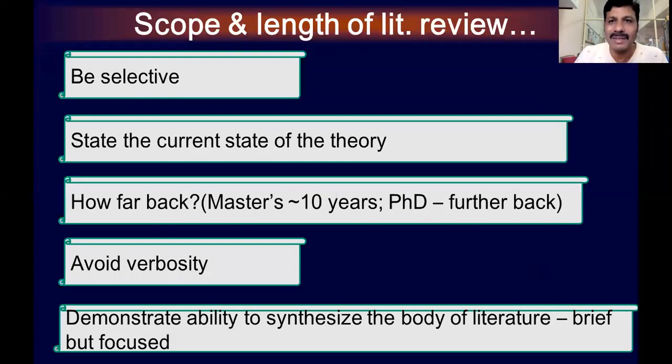Scope and length of literature review: be selective, and you should not be too lengthy. State the current state of theory, that is, the present knowledge. For example, if you're a master's student, take the literature review for about 10 years. There is no hard and fast rule.